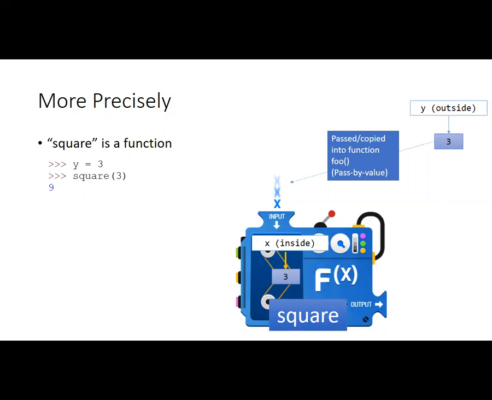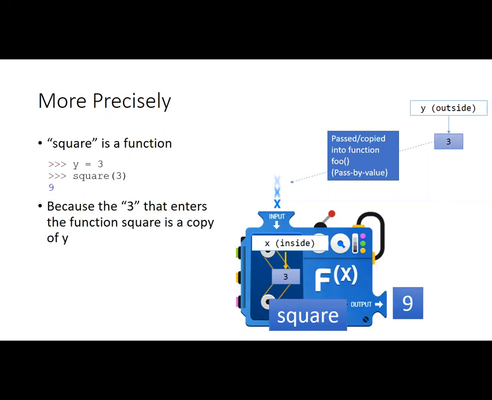This is exactly like this, okay, over here. But this x is inside the machine, which means inside the function. Outside cannot access it, okay? And later you return 9, right? Because the 3 that entered the function is a copy of y, okay?